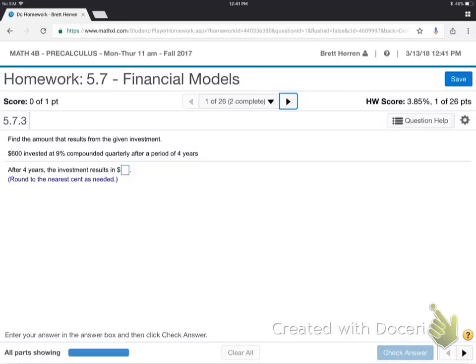Okay, so 5.7, financial models. Find the amount that results from the given investment. $600 is invested at 9% compounded quarterly for 4 years. So, we've got a formula. A equals P, 1 plus R over N to the NT.